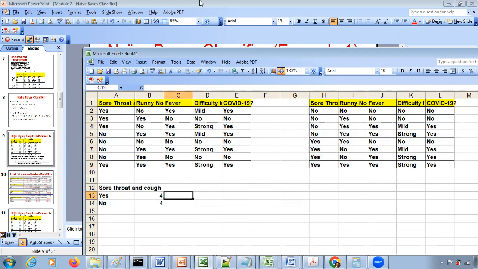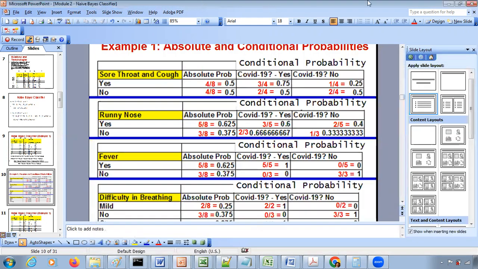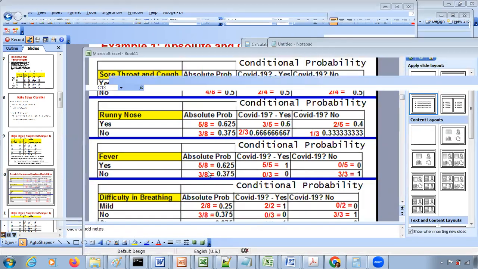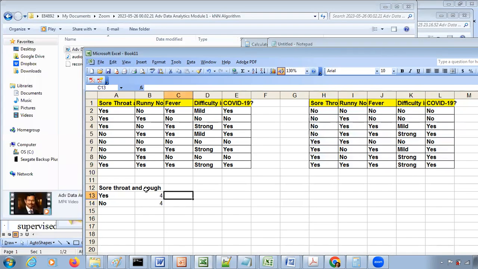So you can call that the absolute probability. That's going to be 4 divided by 8. Out of the 8 records, 4 have yes for sore throat, and 4 divided by 8 no for sore throat. Then we can come up with the conditional probabilities as well.